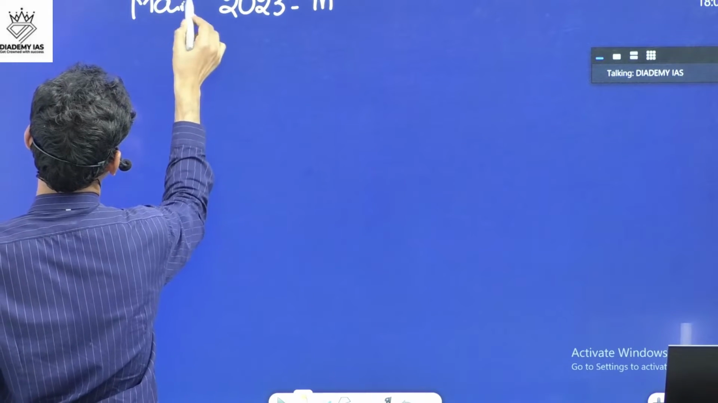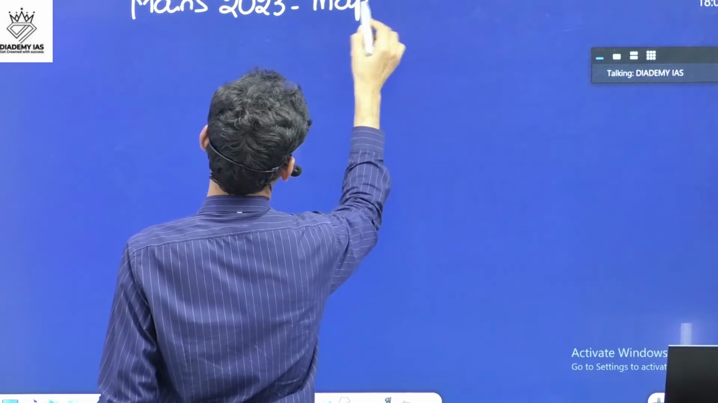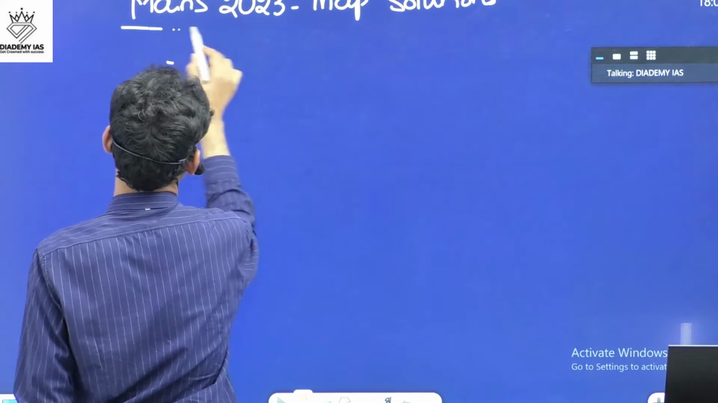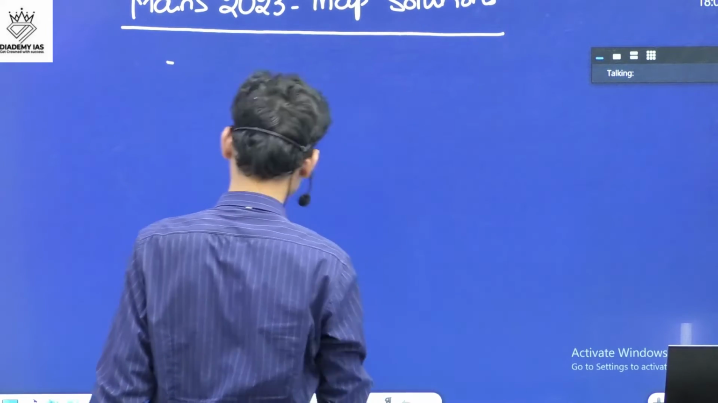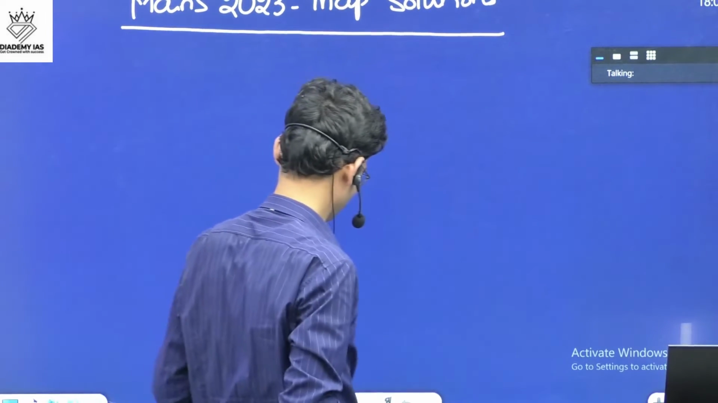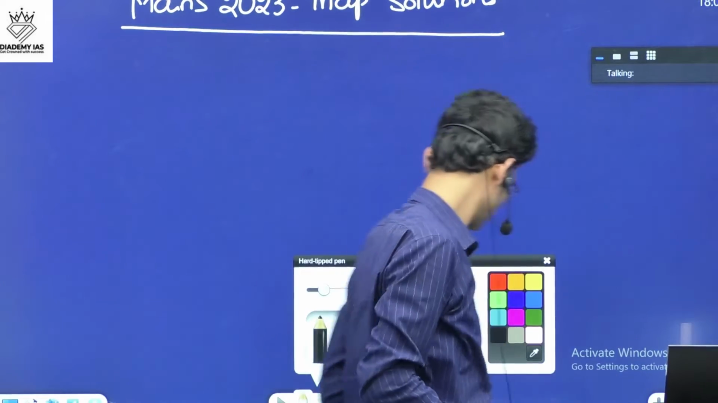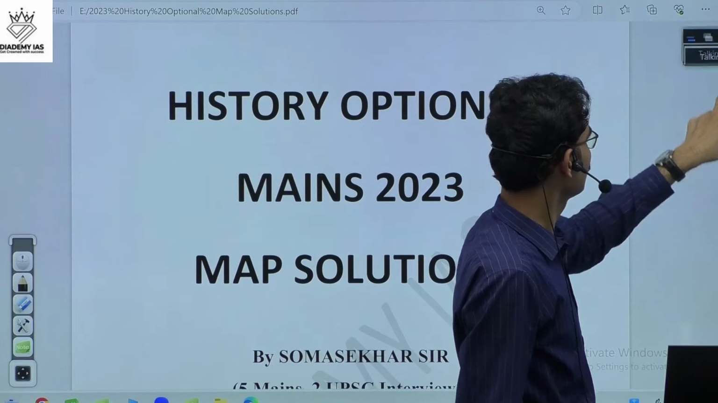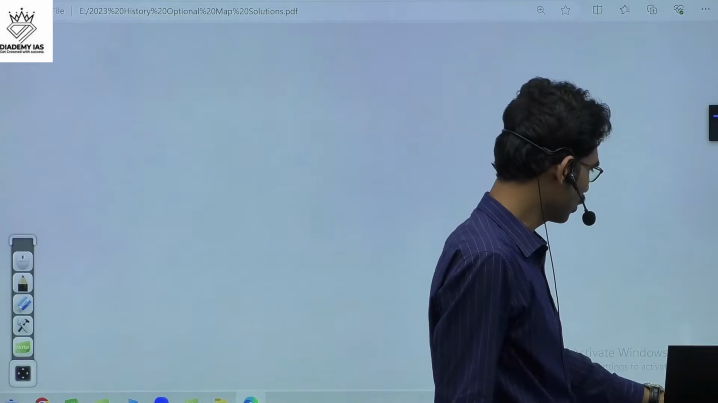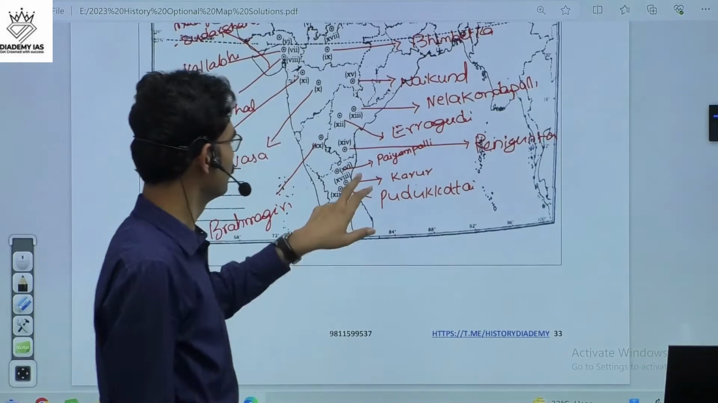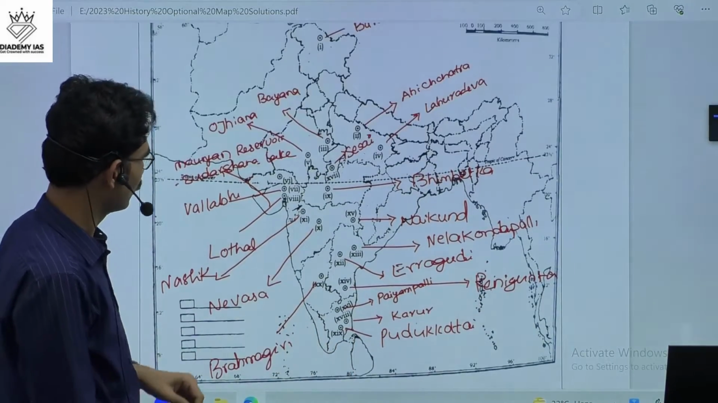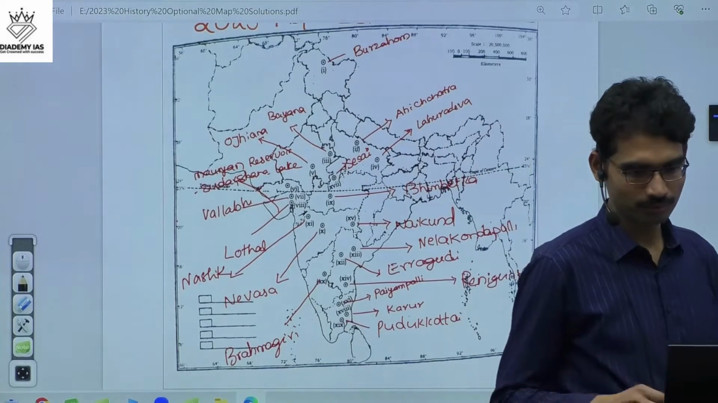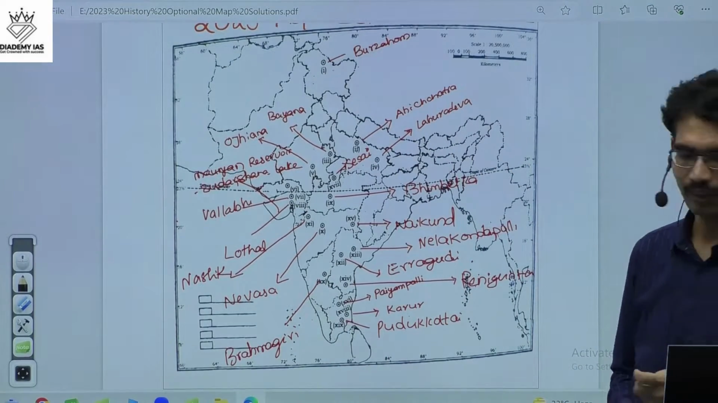Mains 2023 map solutions. If I show you completely broadly all the map locations in a single map, this is how it appears. These are various locations that are given.